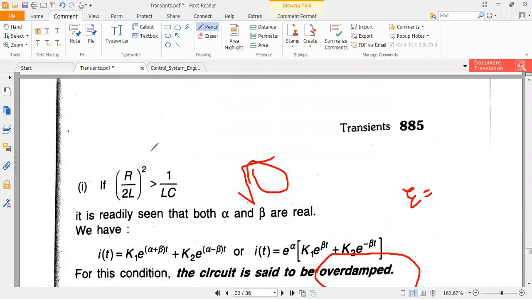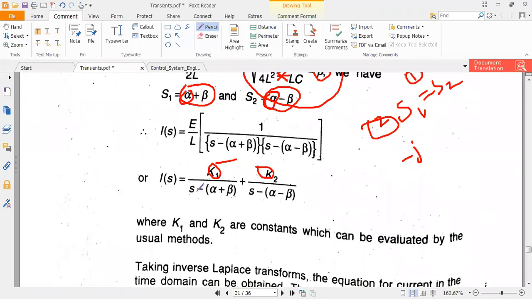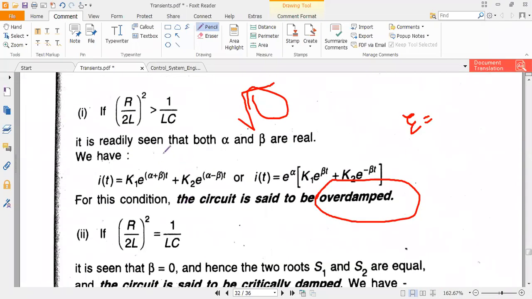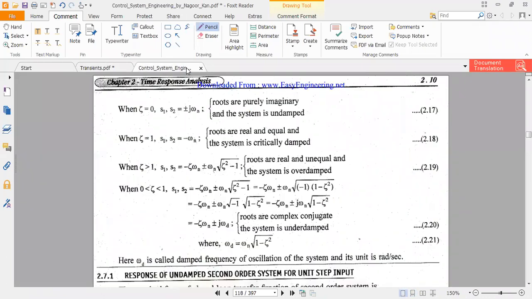s1 equals s plus alpha plus beta, and s2 equals, sorry, this is s plus, a printing mistake, s minus alpha plus beta. So there are two different roots, not equal roots. If the roots are real and unequal, then that is the overdamped system. You can see in this case the roots are real and unequal and the system is overdamped.